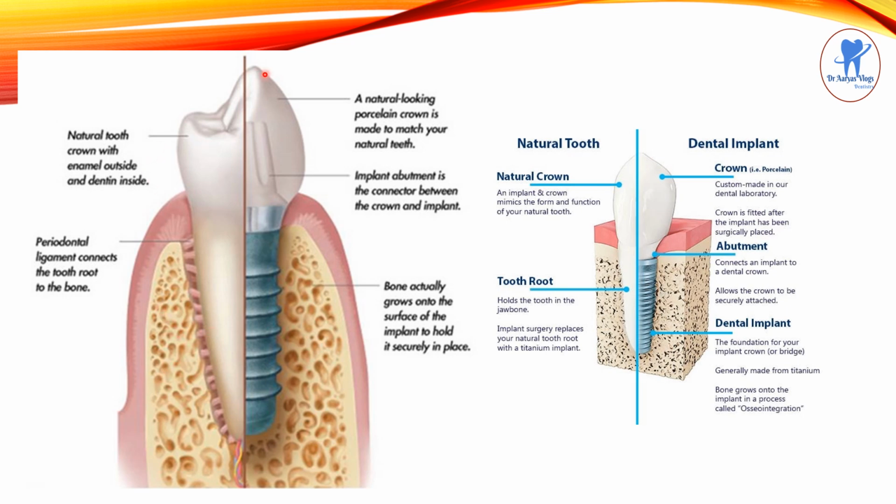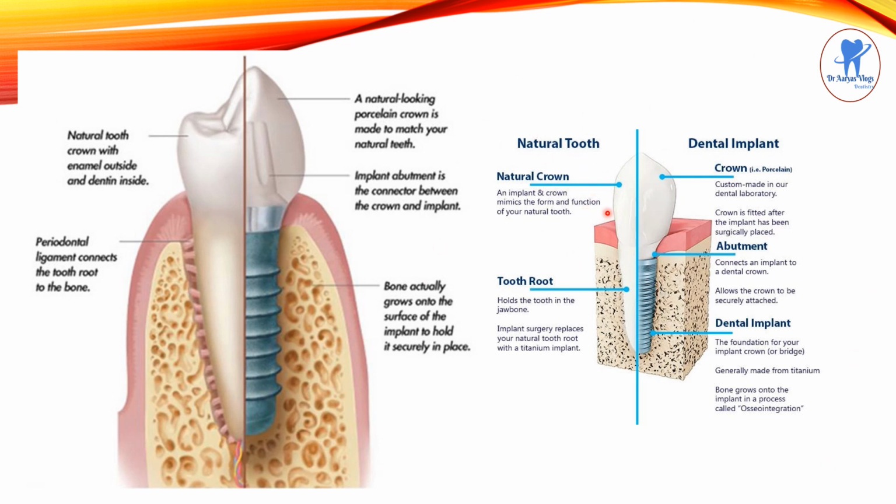And here this is the dental implant. This is a natural looking porcelain crown. It is made to match your natural teeth. This is the implant abutment. It is the connector between the crown and implant. Here, bone actually grows onto the implant surface to hold it securely into place.